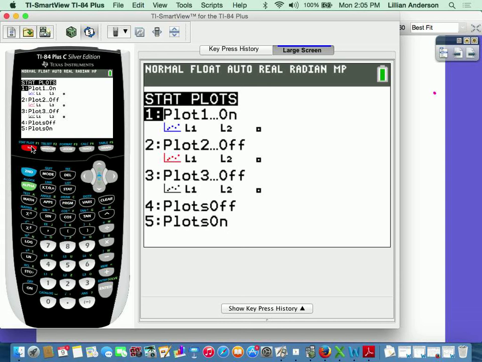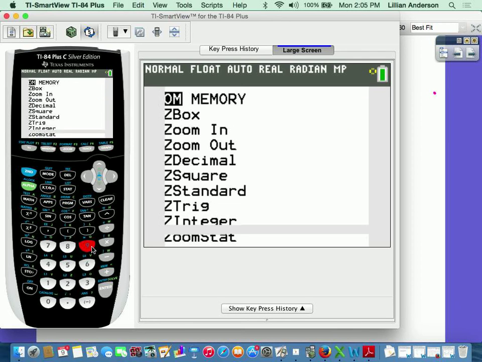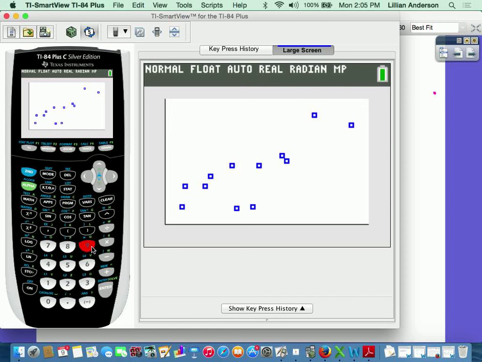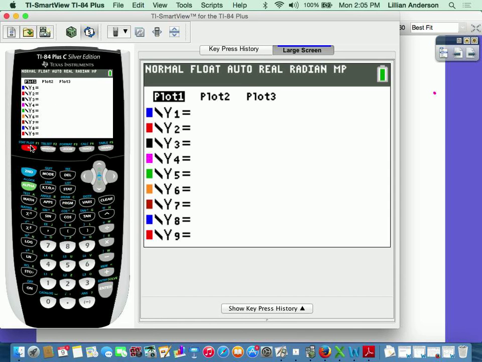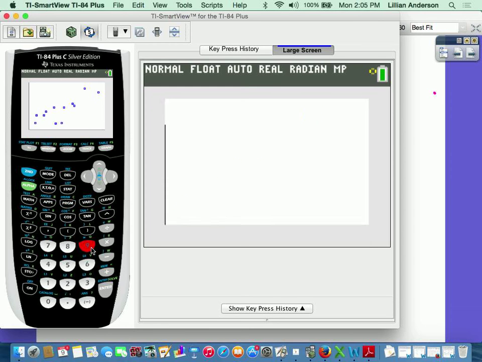Then all you do is press zoom, and then stat, and there's your data. Everyone's data showed up? You have to make sure your stat plot is on, or else it's not going to show up. So go to y equals, make sure plot 1 is highlighted, press zoom, and then go down to ZoomStat. Mine's number 9, so I just click 9.